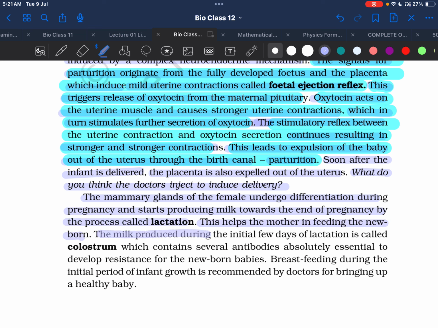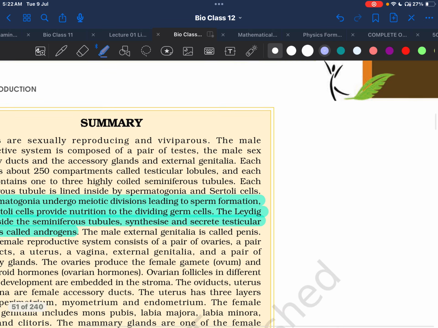The milk produced during the initial few days of lactation is called colostrum, which contains several antibodies absolutely essential to develop resistance for the newborn babies. Breastfeeding during the initial period of infant growth is recommended by doctors for bringing up a healthy baby.